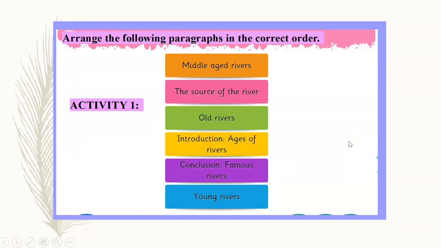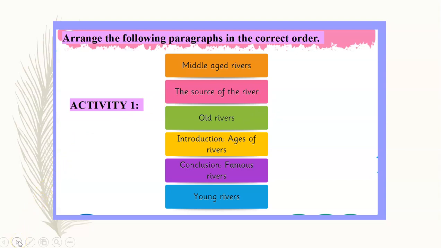Now for activity 1, arrange the following paragraphs in the correct order. These are the topic sentences for each of the paragraphs in the information text that we just read a while ago. Pause the video and do the activity.